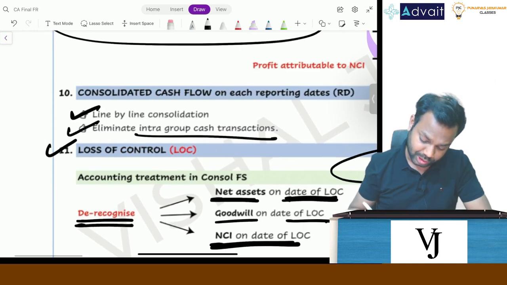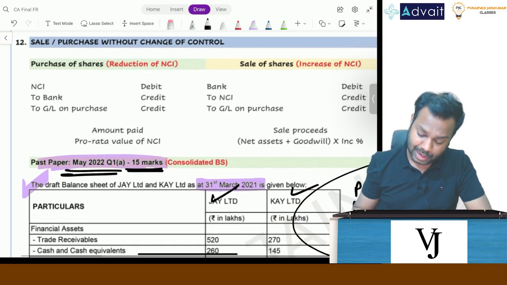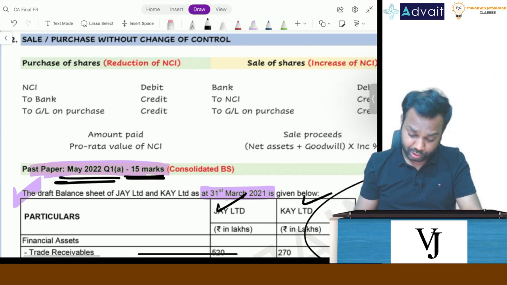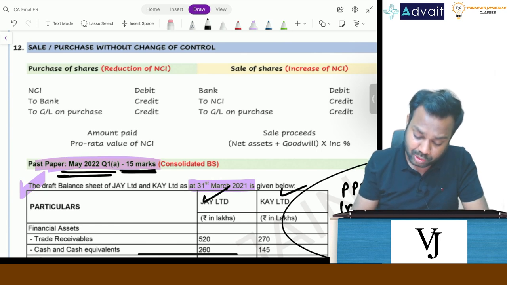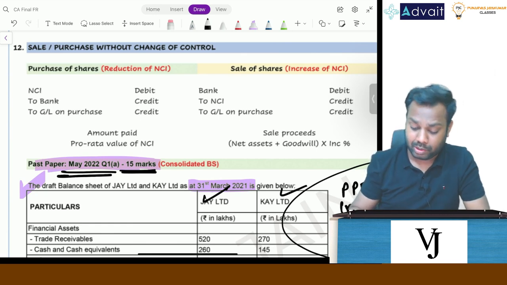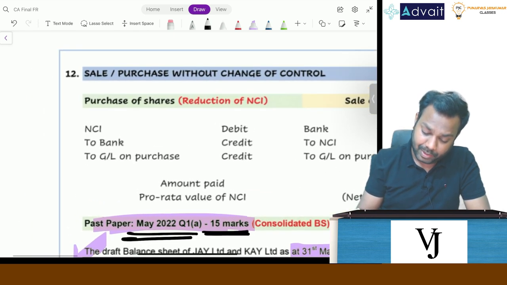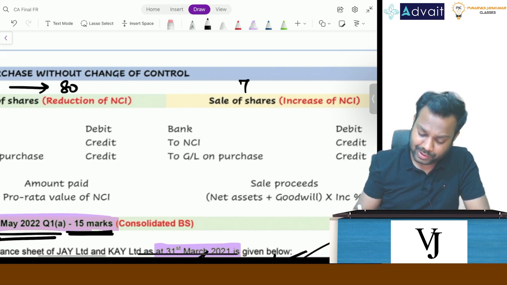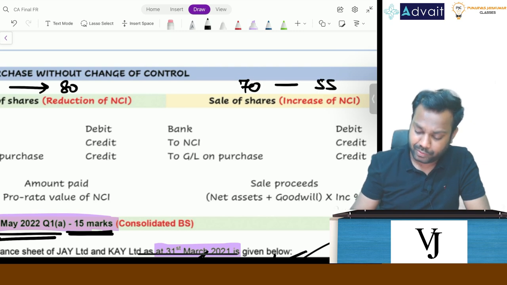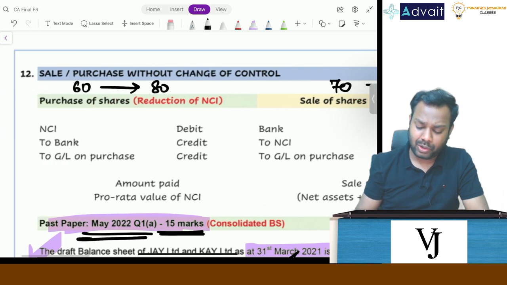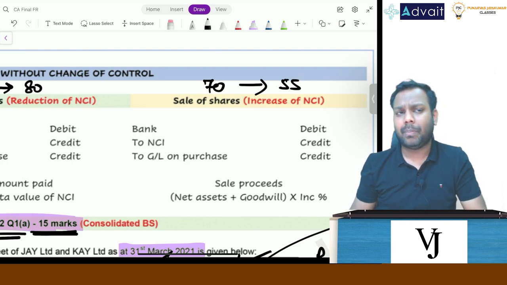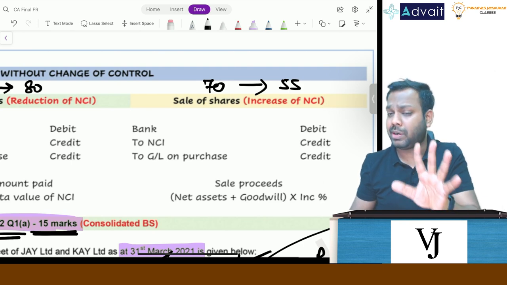Okay, so this concept is also done. Now the next concept is the last concept of this part. Then we'll be moving on to the next part, that is joint arrangements, after the break. So let's complete this part. Sale or purchase without a change of control, or loss of control, or gaining control. There can be multiple aspects of it. It can be either 60% to 80%, or it can be 70% to 55%. Whether I move from 60 to 80 or from 70 to 55, the control remains intact. There is no impact on the control. My ownership reduces or increases, but the control remains intact.